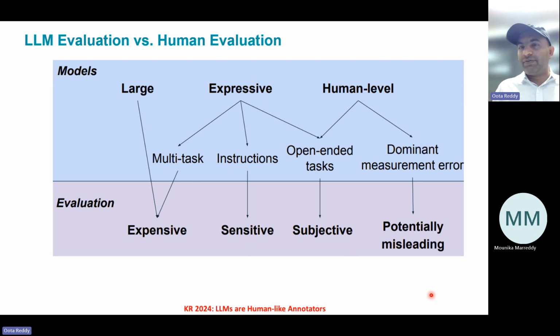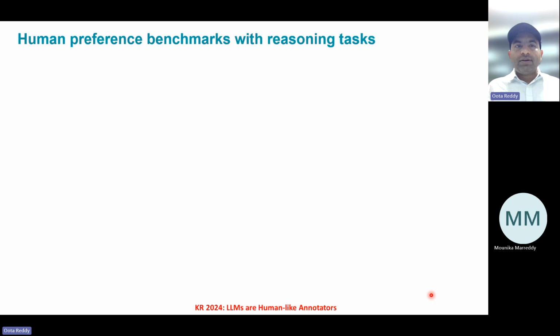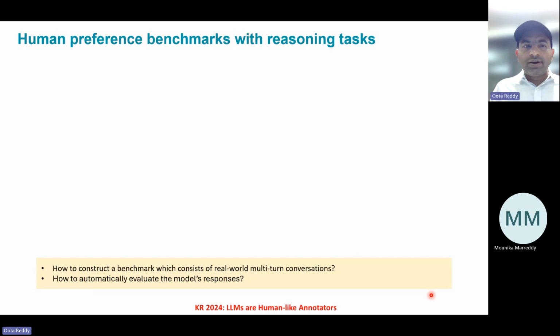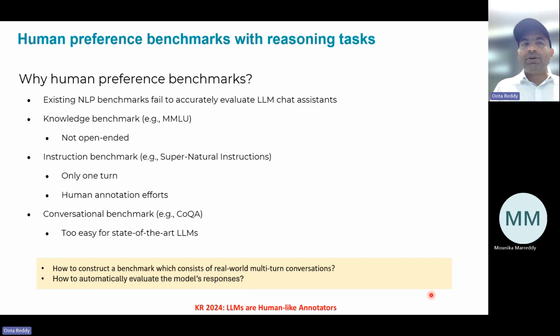Now we can see the different kinds of benchmarks available. Human preference benchmarks with reasoning tasks. Why human preference benchmarks? Existing NLP benchmarks fail to accurately evaluate LLM chat assistants. For example, existing NLP benchmarks like MMLU, the Massive Multitask Language Understanding task, are not open-ended. What is meant by open-ended or not open-ended? Not open-ended means they are not evaluating the model on real-world data, where multiple users are directly interacting.